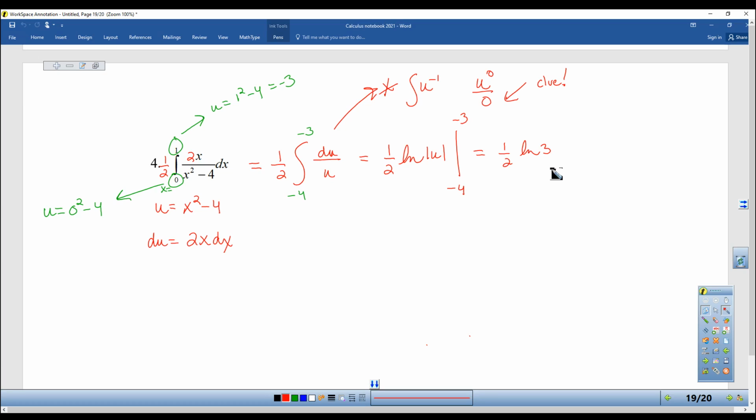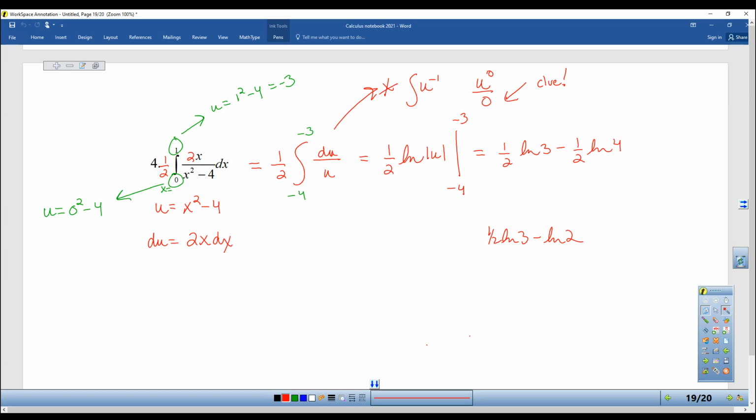1/2 natural log of 3 minus 1/2 natural log of 4, because the absolute value of u is just 4. Now, for people in AP, you might have seen that I wrote the answer as 1/2 ln of 3 minus ln of 2. So this is a common thing for a multiple choice exam. In honors, you're going to have a multiple choice exam at the end of the year also. So you'll need to be able to look at something and say, is my answer the same?